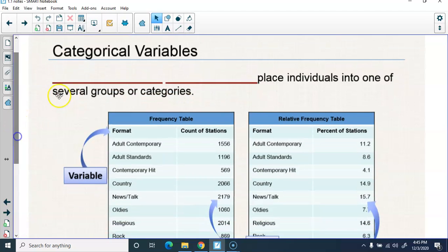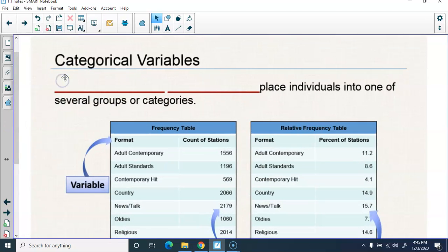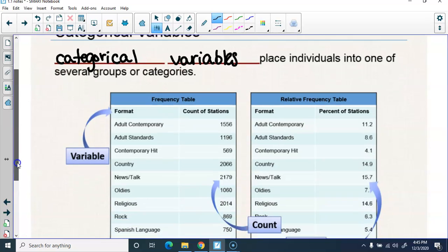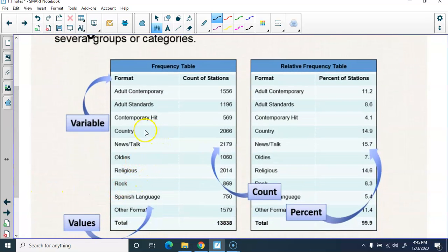So we'll start by stating that categorical variables place individuals into one or more categories. So here we have different radio station types. These radio stations fit into one of these categories. And then along the edge here, all these numbers represent how many of those different types of stations there are.